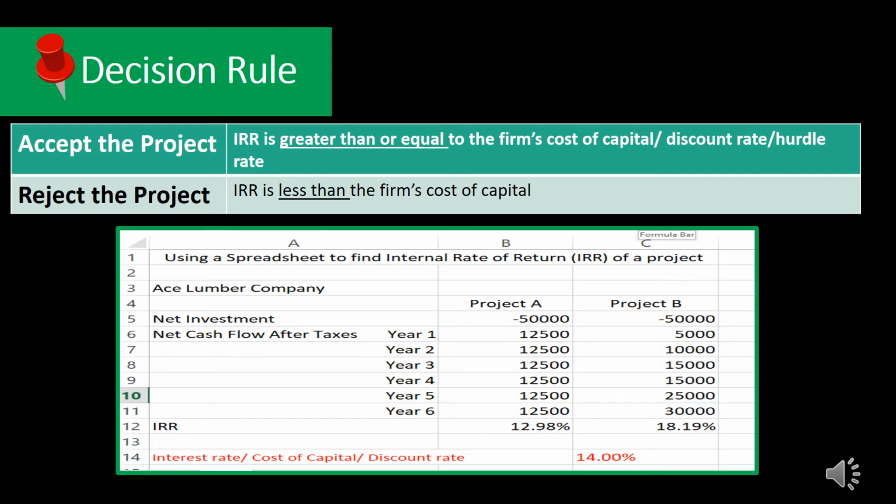So for project A, we find that its IRR is 12.98%, while project B is 18.19%. If we look at it, the IRR of project A is lower than the discount rate of 14%. So the one we should choose is project B.